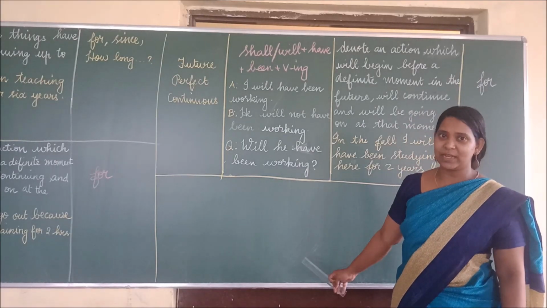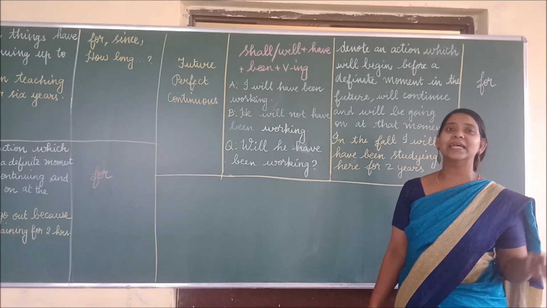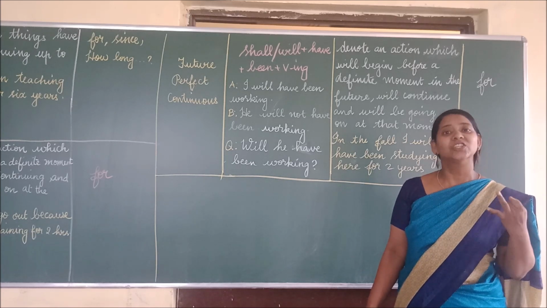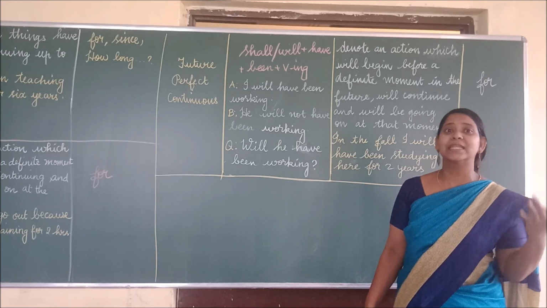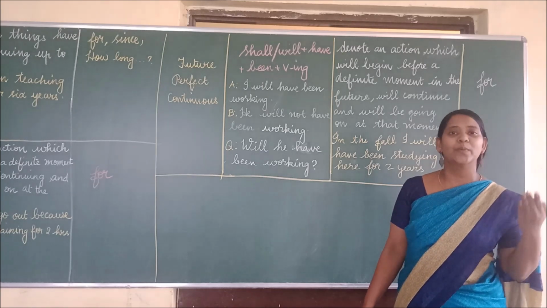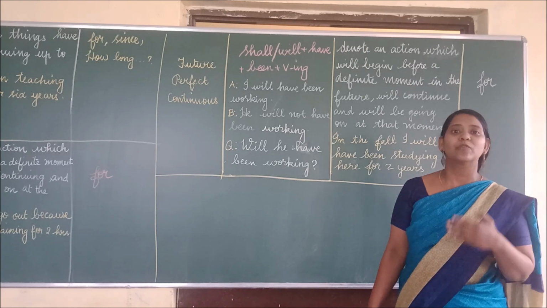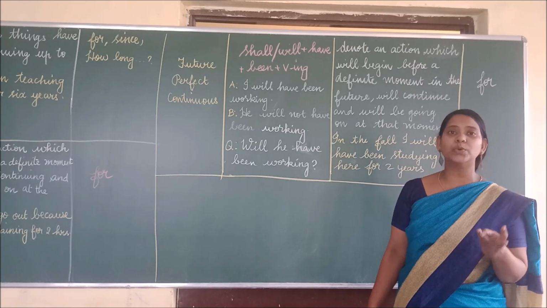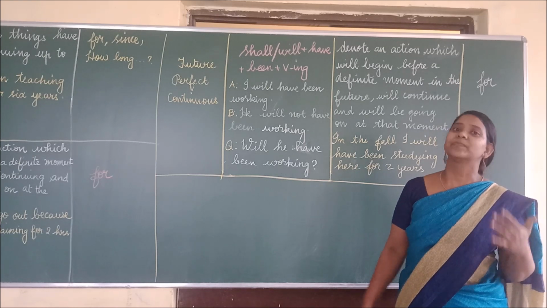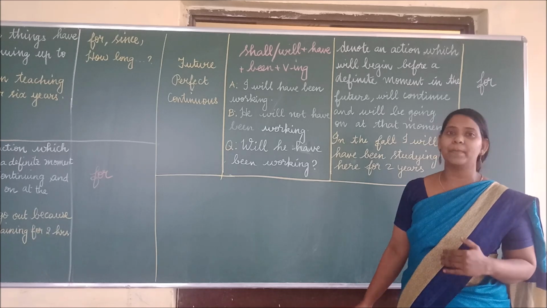Future perfect continuous tense verb form is shall or will plus have plus been plus verb ing. For I, we, shall plus have plus been plus verb ing. You can also use will plus have plus been plus verb ing. For the rest of the pronouns, that is you, they, he, she, it, will plus have plus been plus verb ing.